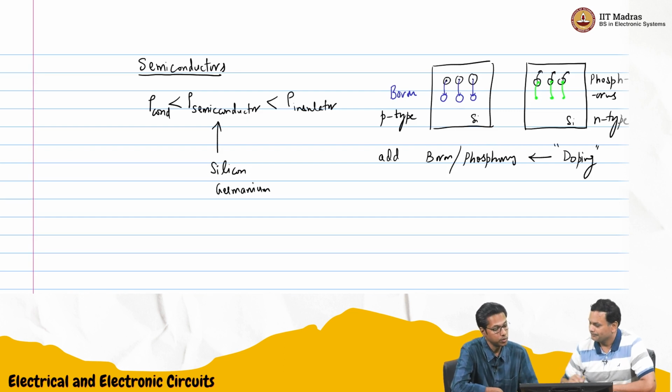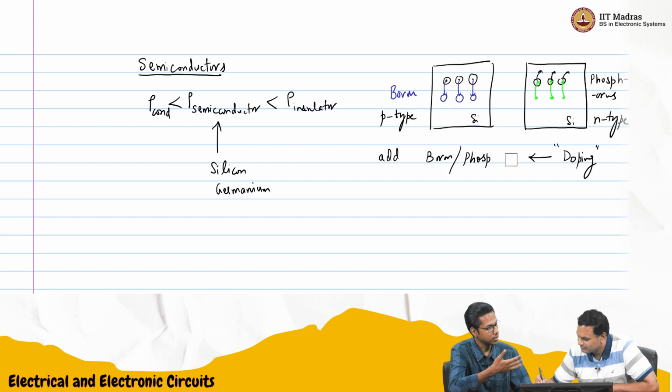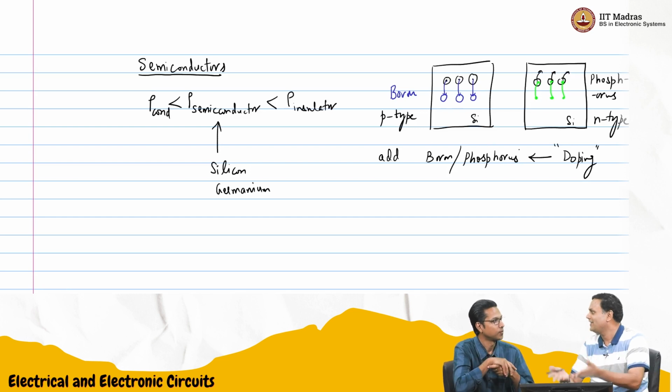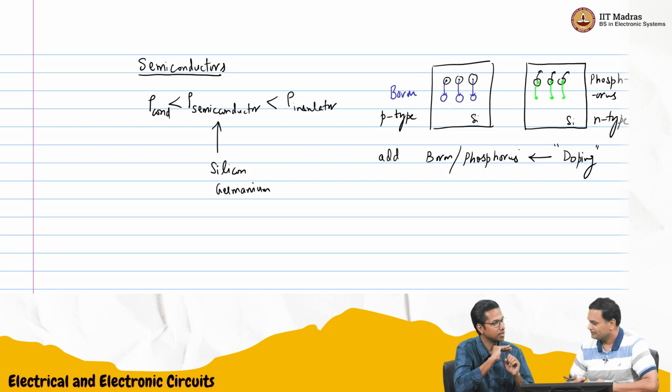So if you dope with boron, we get a p-type. If it's doping with pentavalent, then it will become N-type. So N-type has some free electrons. The other one has some free holes. We call them holes because there are no electrons there. So electrons can fill the hole. So basically some current flow can happen, in either way.